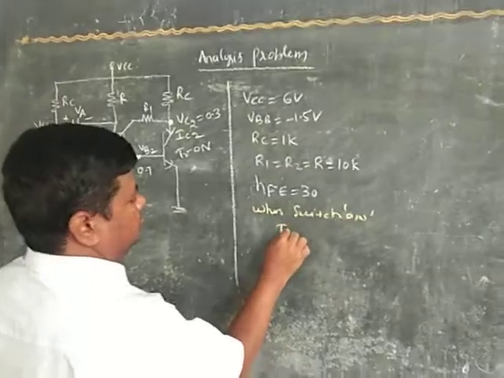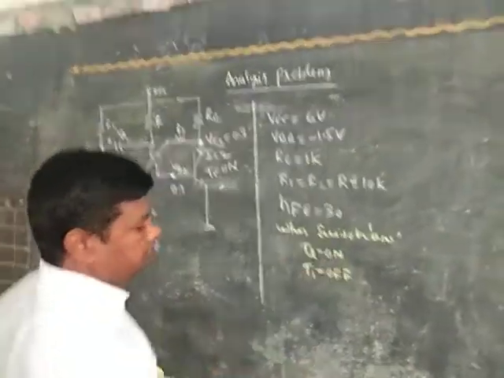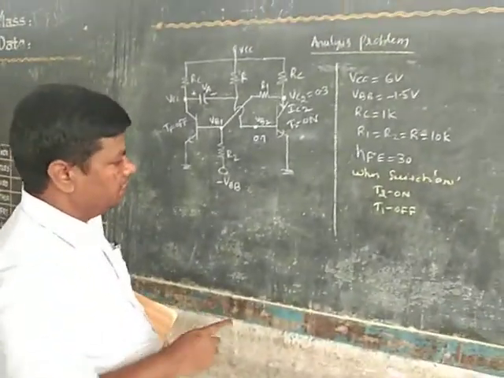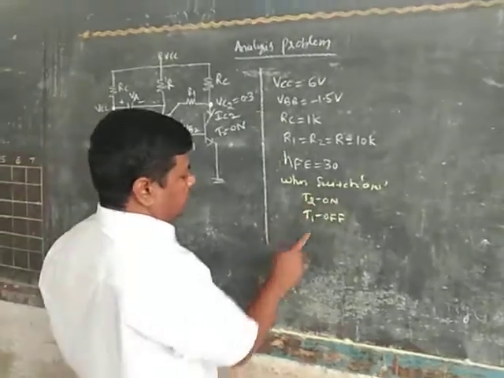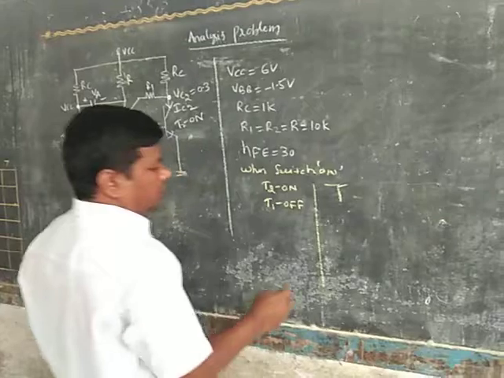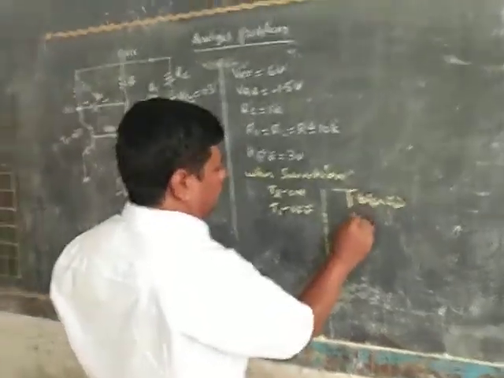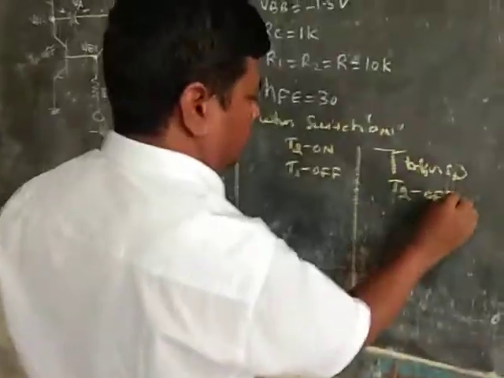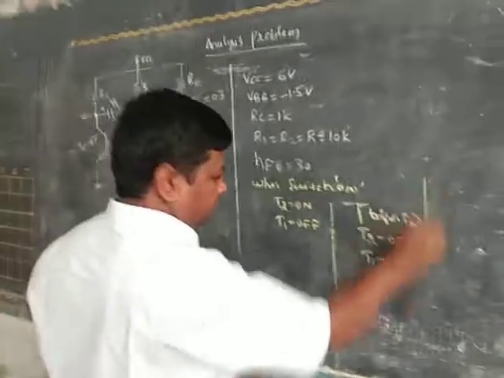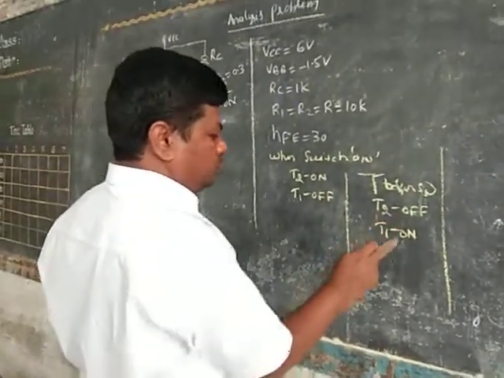T2 enters into on and T1 enters into off. By using some circuit analysis procedure, we have to prove that T2 is on and T1 is off. After applying a trigger signal, T2 changes to off and T1 changes to on. Again by using some circuit analysis procedure, we have to prove that T2 is off and T1 is on.